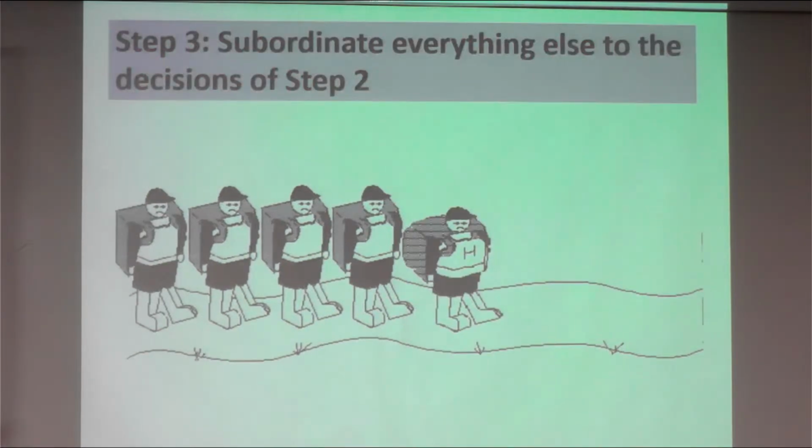Then what did they do? They pulled him to the front. Subordinate everything else to the decision of step 2. That means, while you try to break it, you subordinate and neglect all other things. Give him the priority.